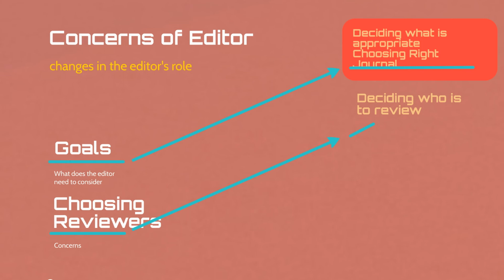Okay, so let's first look at how these changes affect the concerns of the editor and the editor's role in the publication process. So the first thing is, what goals does the editor have? What the editor needs to consider in the process. The first thing, of course, is still determining what is appropriate or not for that particular journal. And then some editors have the ability to choose the journal they think is most appropriate. So in some cases, your paper might be automatically sent, and normally you would have some approval over this, to another journal that the editor thinks is more appropriate. And the editor still has the choice in reviewers and deciding who to review, although as we'll discuss later, the review process itself may have changed a great deal.